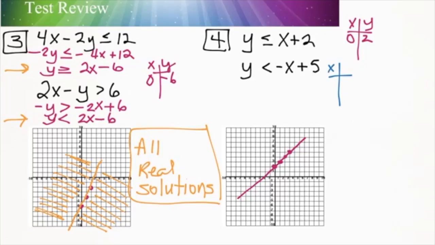And then we'll do the next line, which is plugging in 0, I get 5. So my y-intercept is 0, 5. And then it's a -1 for the slope, which is going to be down 1 over 1. Down 1 over 1. And draw that line. Now I'm going to shade.